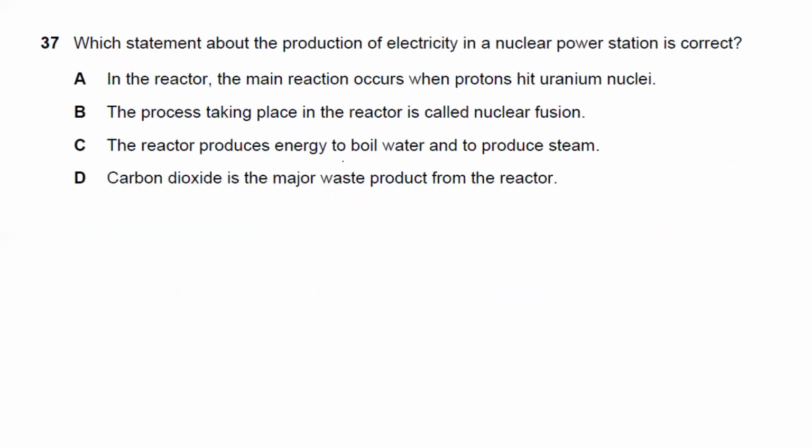Next question, question 37. It asks which statement about production of electricity in a nuclear power station is correct. In the reactor, the main reaction occurs when a proton hits uranium nuclei. It is basically a neutron that hits nuclei during the fission reaction, so this is not the right choice. The process taking place in the reactor is called nuclear fusion. No, it is fission, not fusion. The reactor produces energy to boil water and produce steam. Yes. Carbon dioxide is the major waste. No, carbon dioxide is waste for a coal based or any fossil fuel based power plant. The only waste is steam and some nuclear waste material. So the answer is C, that is the right choice we have.